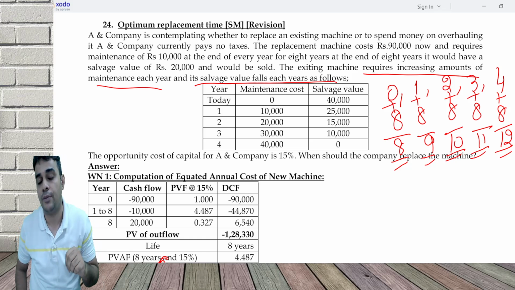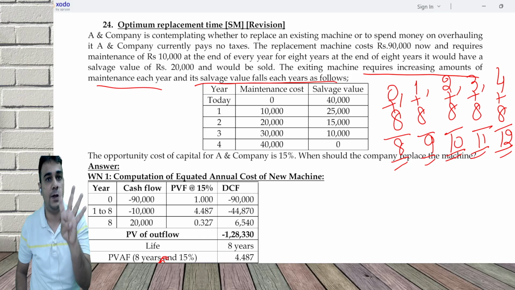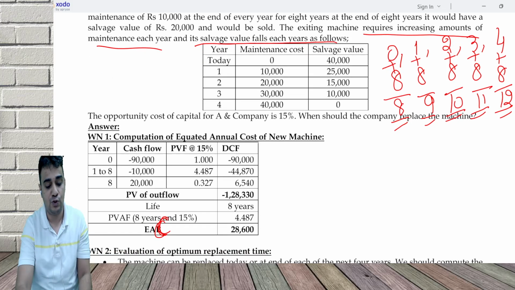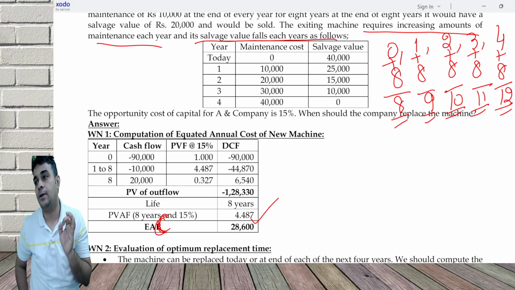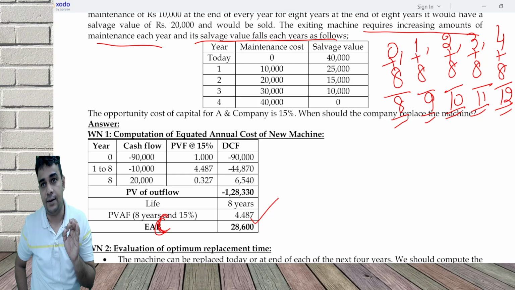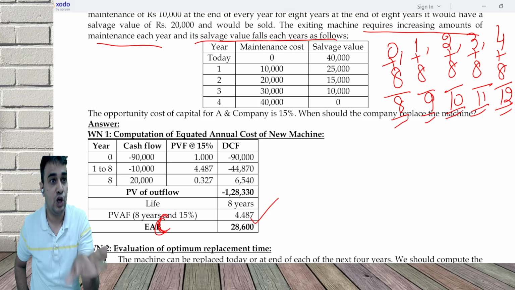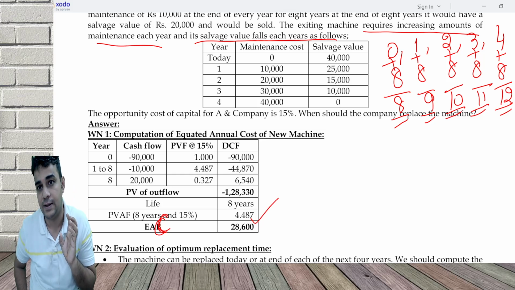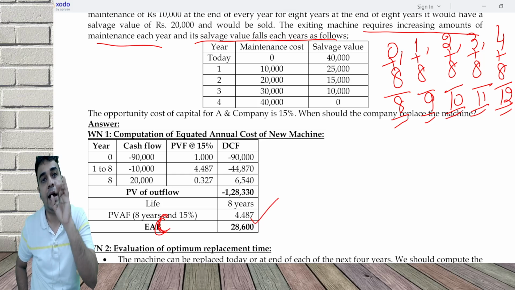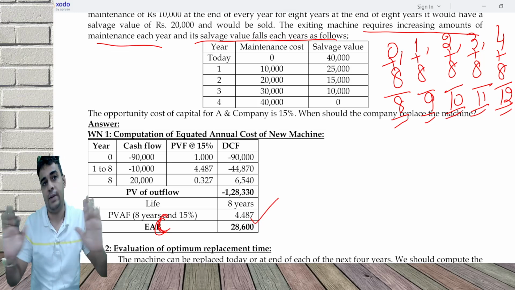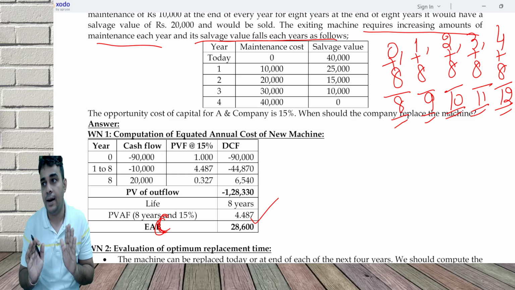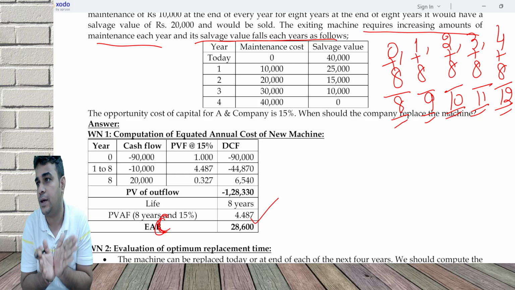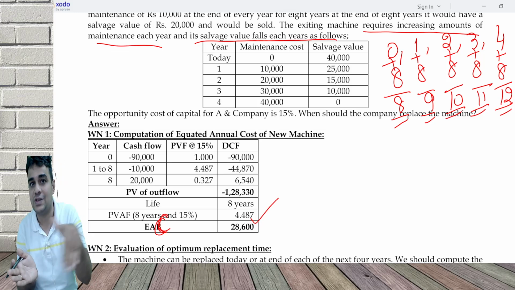How are we going to do the calculation? If you replace immediately, you will use the new machine for 4 years, where every year cost is 28,600. If you replace in year 1, you will incur the old machine cost, whatever it is. New machine cost is 28,600 for year 2, year 3, and year 4. Beyond 4 years, I'm not doing my analysis. I want to restrict my calculation to 4 years. Why only till 4 years? That ensures the consistency is there.